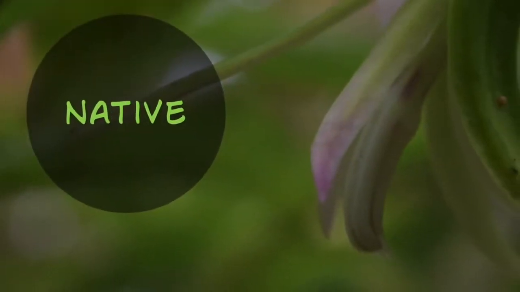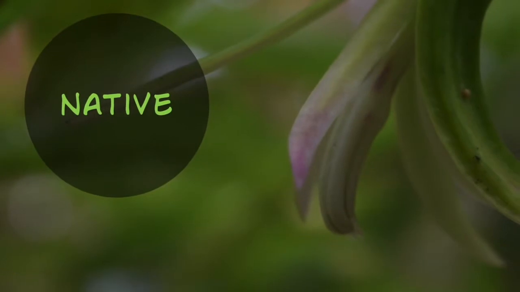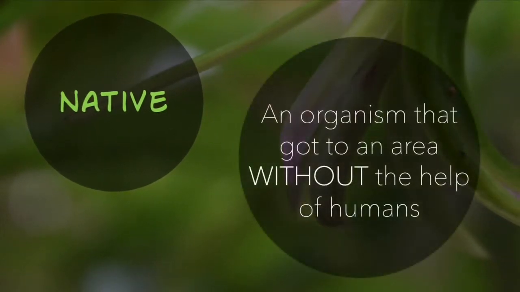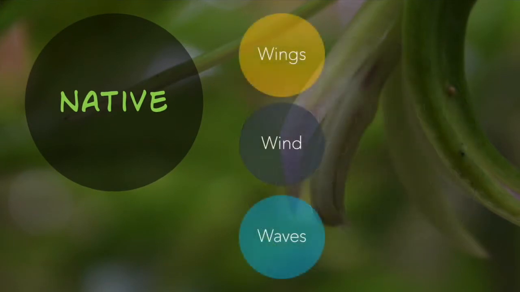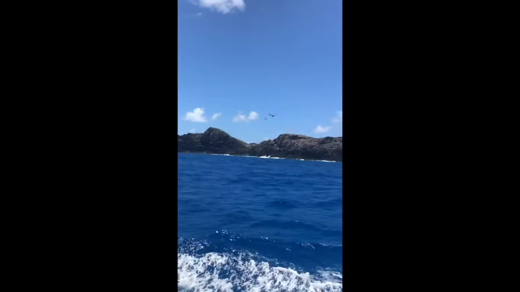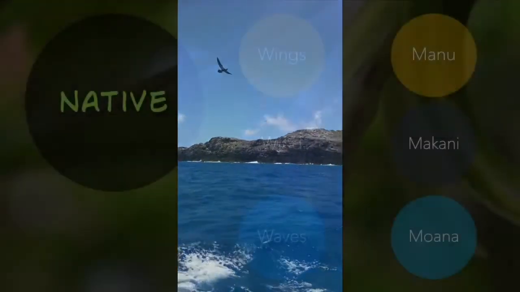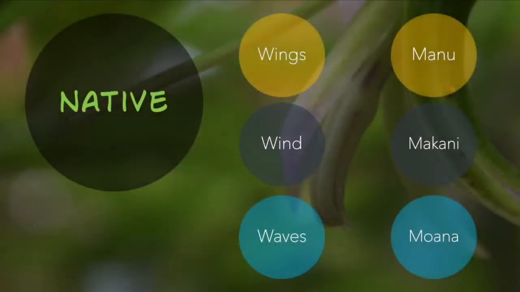A native species is an organism that arrived to an area without the help of humans. Here in Hawaii, these organisms were carried here by one or more of the three W's: wings, wind, or waves. Or in ʻŌlelo Hawaiʻi, nā mū ʻekolu: manu, makani, or moana.